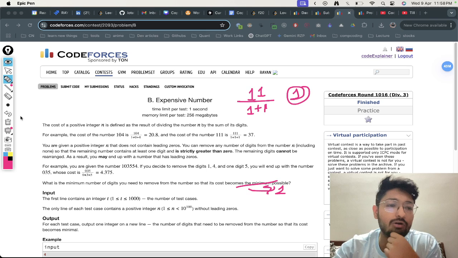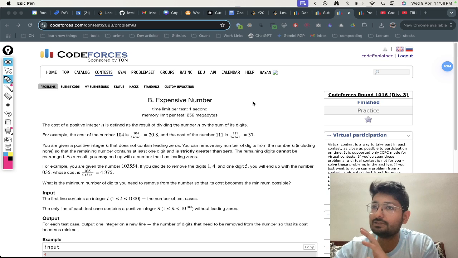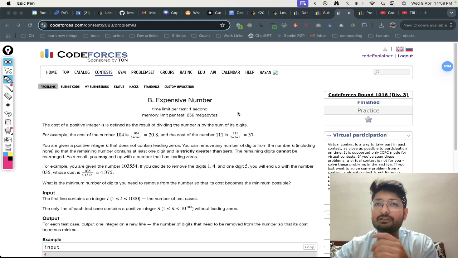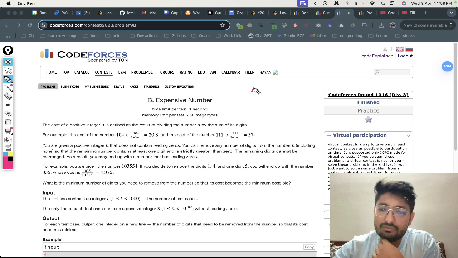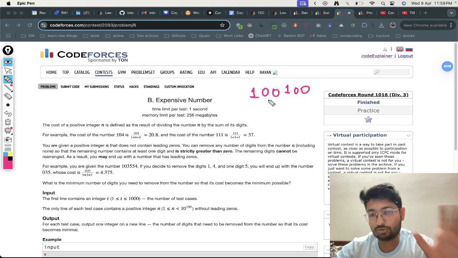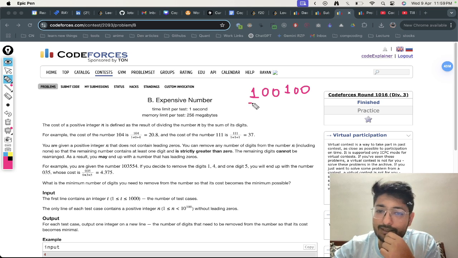And now I have to see how I can get equal to 1. What you can see is that because the number is strictly greater than 0, there will be some digits, and if there are some digits, obviously I can make it equal to 1 in every case. Let's see how. Let's assume I have something like this, 1, 1, like that. Now what I can do is, if I want to make the cost equal to 1 by deleting some numbers, it's better that I delete all the numbers except one.